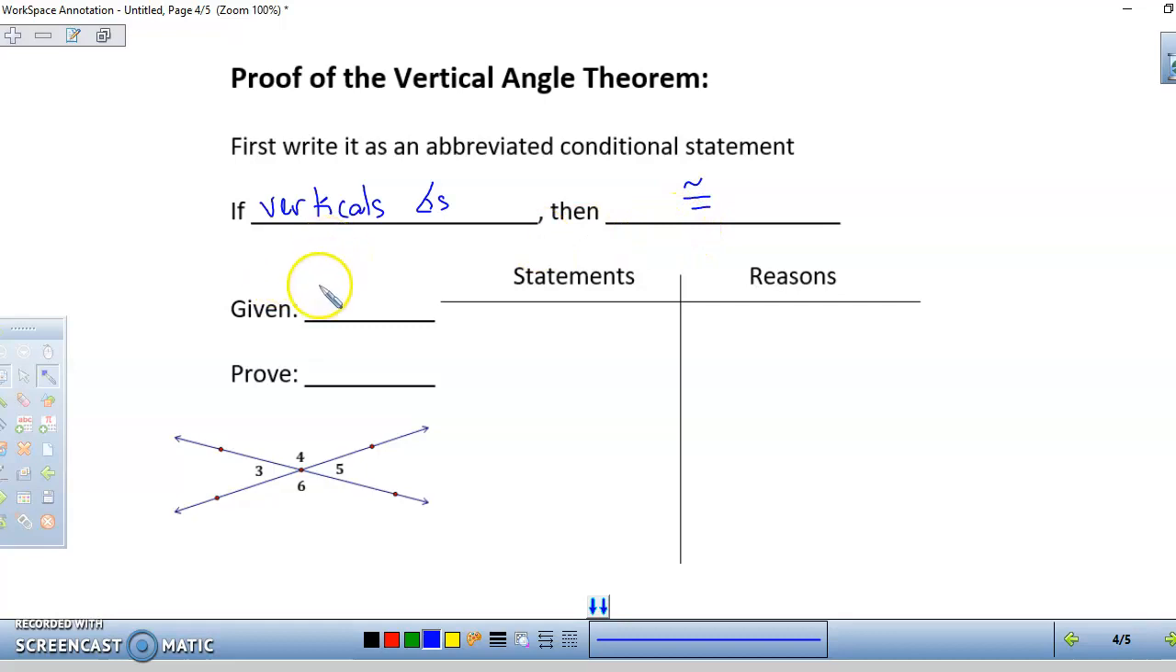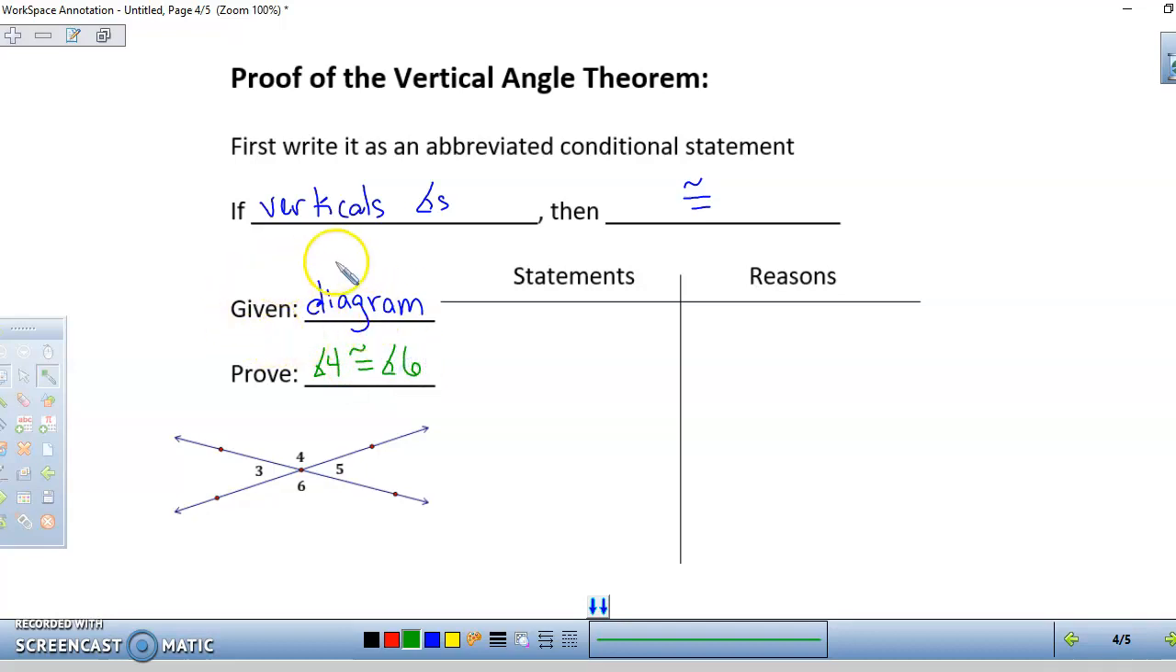So first of all, the given of a proof is always what's in the if, the hypothesis. And as we've talked about, vertical angles can be assumed from the diagram. So in this proof, we're just given this diagram that has vertical angles in it already. Okay, and then we are proving either angle 3 is congruent to angle 5 or angle 4 is congruent to angle 6. Okay, you don't have to prove both of them. So we're just going to prove one pair.